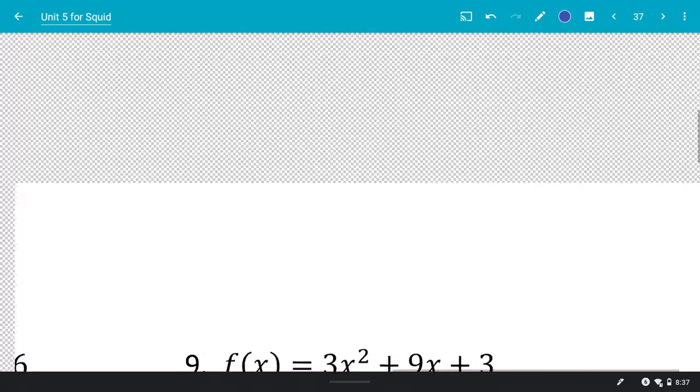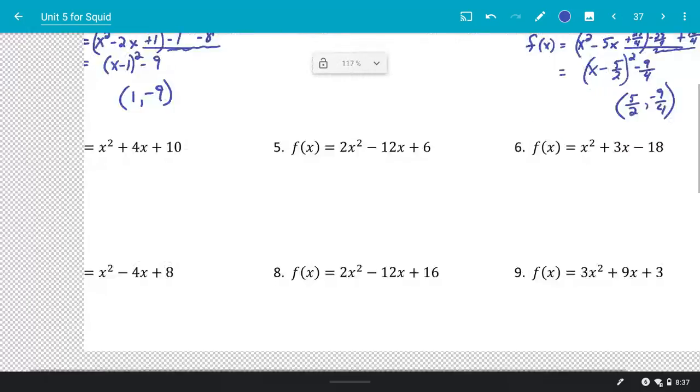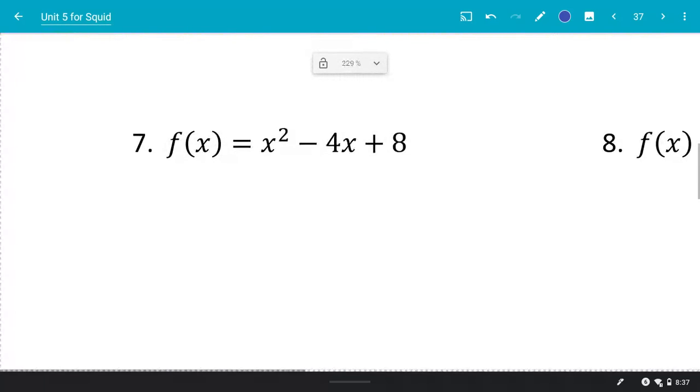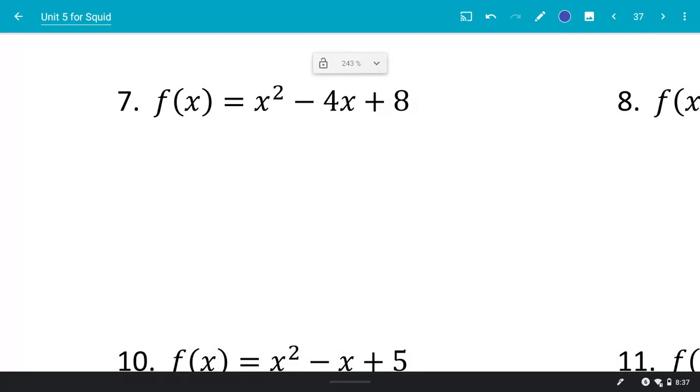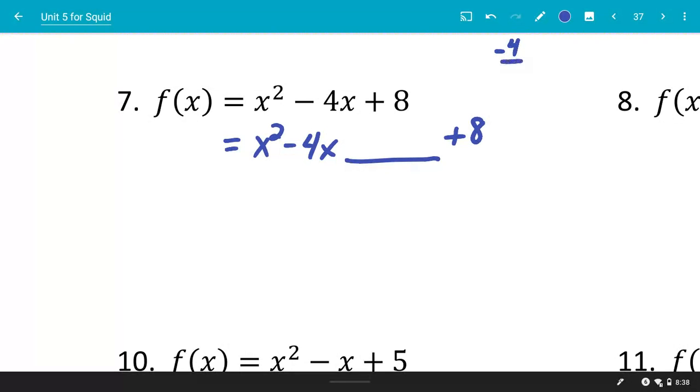Why am I going to jump to number 7? Because it does not have a leading coefficient. So again, let's solve this by completing the square. So x squared minus 4x. Boy, there's a nice even number. We got to like that. Plus 8. Since it's even, it's going to be divided by 2, no problem. So negative 4 divided by 2 is negative 2, and negative 2 squared is 4. So I'm going to add 4 and subtract 4.